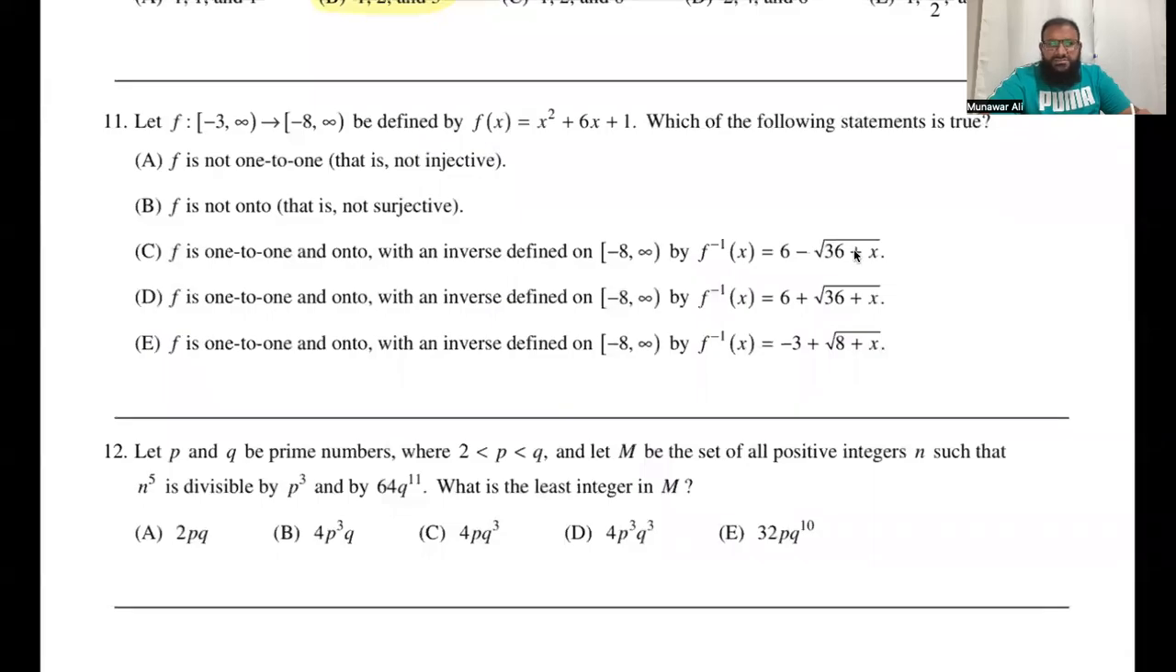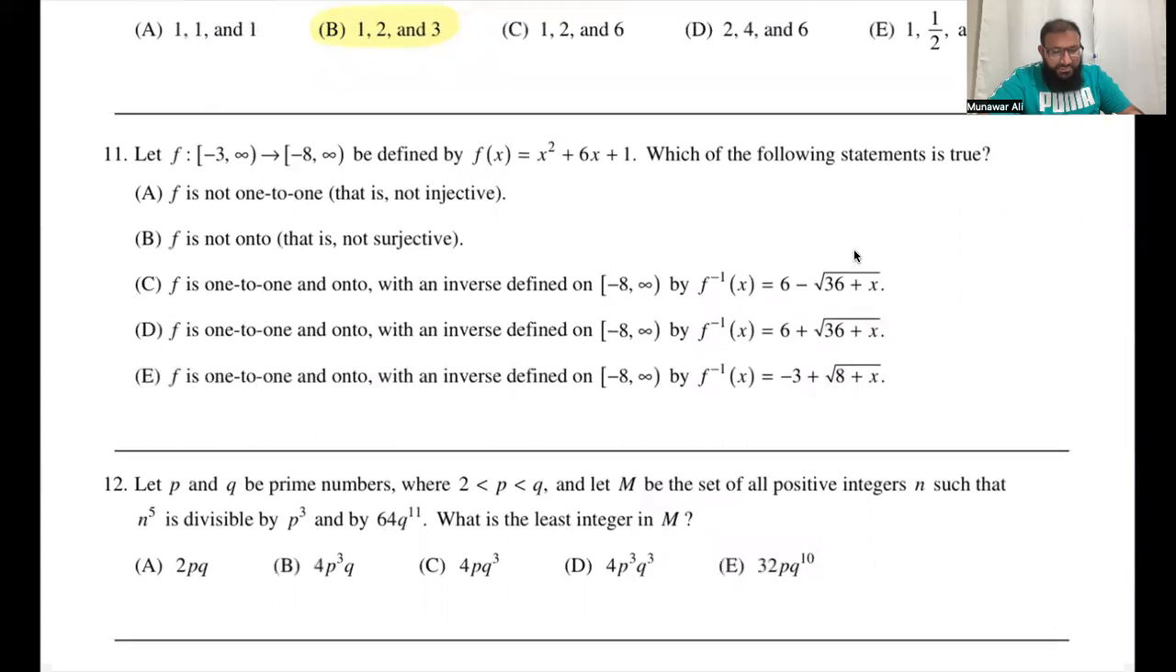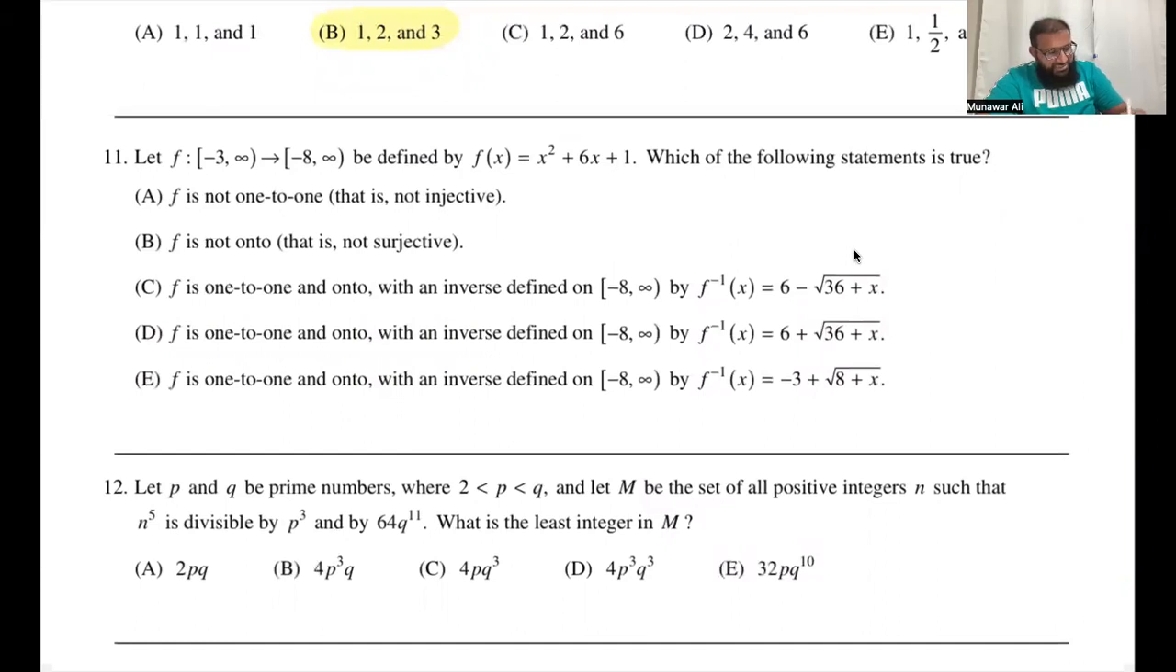So welcome back, guys. In this video, we are going to discuss question number 11 and onwards from the GRE Subject Mathematics practice book. Question 11 says that we have a function with the given domain and codomain, and the function is defined in this way. Which of the following statements is true?